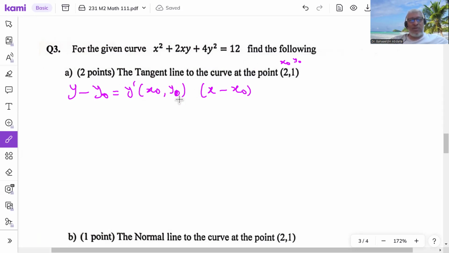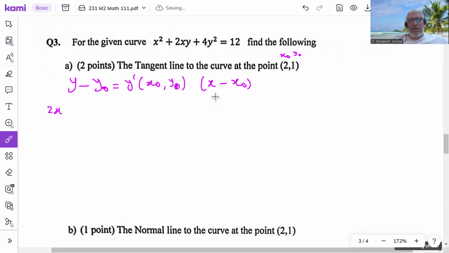Well, this is implicit, so let me find the derivative. The derivative of x squared is 2x. And here I have a product. 2x is the first function, y is the second function. Use the product rule. The derivative of 2x is 2 times the second function, plus the first function times the derivative of y, which is y prime. Remember, in implicit differentiation, the derivative of x is 1, the derivative of y is y prime because y is a function of x.